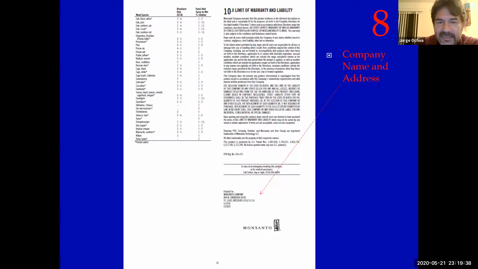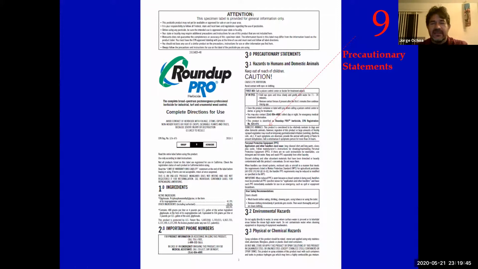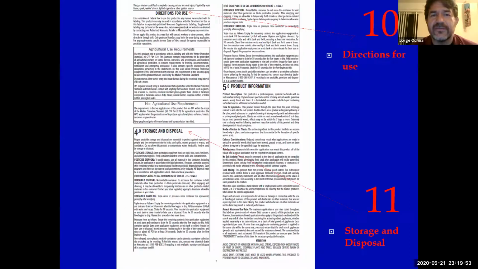So company name and address. So Monsanto is the one that makes glyphosate. The precautionary statement, just a generic statement as to the use of this product. And we have the directions for use that is very important.